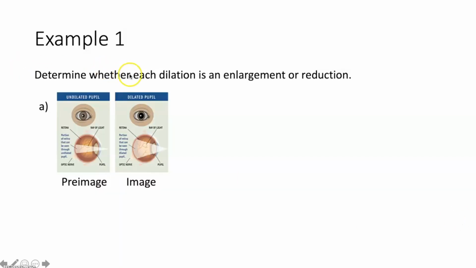Example 1 says determine whether each dilation is an enlargement or a reduction. These type of questions are pretty straightforward. We are going from our pre-image, which is an undilated pupil, to our image, which is a dilated pupil. Because the resulting image is larger than our pre-image, we can call this an enlargement.